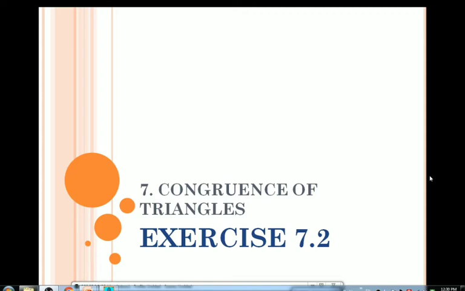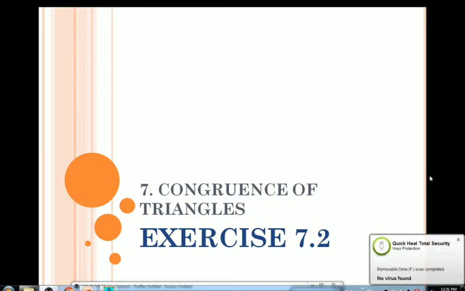Second congruence rule is SAS congruence rule. That means in this rule two sides are congruent and the angle included by those sides is also congruent with another triangle. The third rule is ASA congruence rule. In this rule, two angles are congruent with the angles of the other triangle and the side is also congruent, but the side should be included by the two angles.